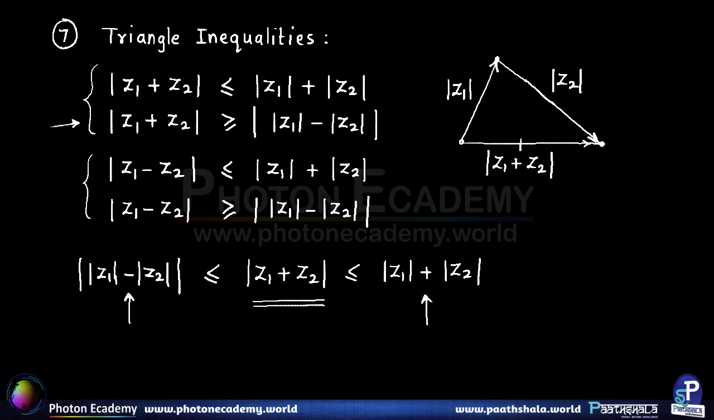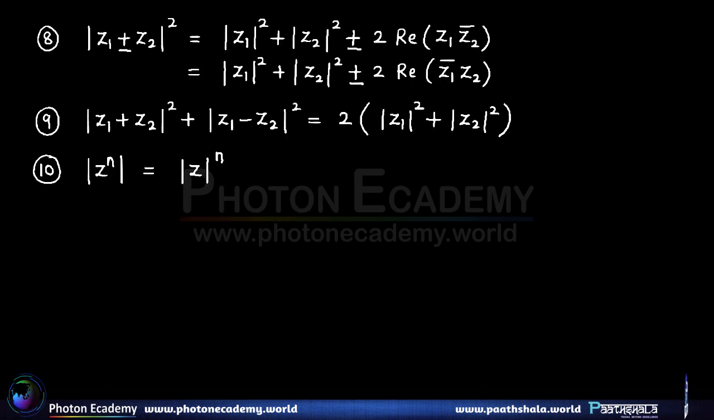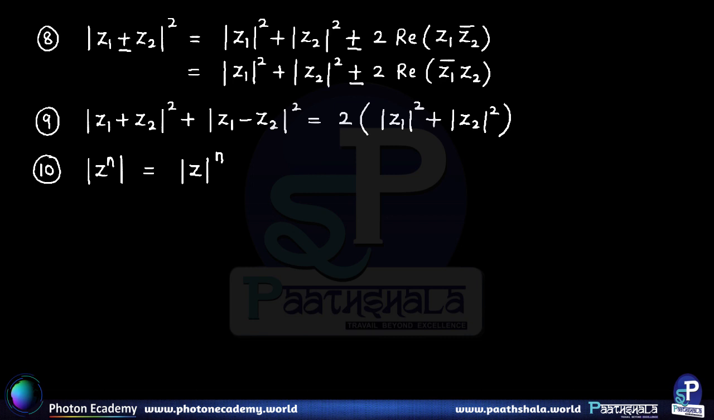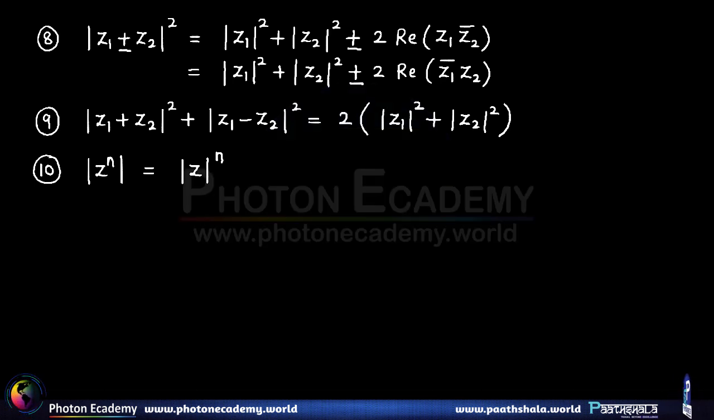Now let's move ahead and see a few more properties. Here it's a kind of square relation: the square of mod of z1 plus or minus z2 is given by mod z1 square plus mod z2 square plus or minus 2 times the real part of z1 into z2 bar. And we know that the real part of z1 into z2 bar is the same as the real part of z1 bar into z2.